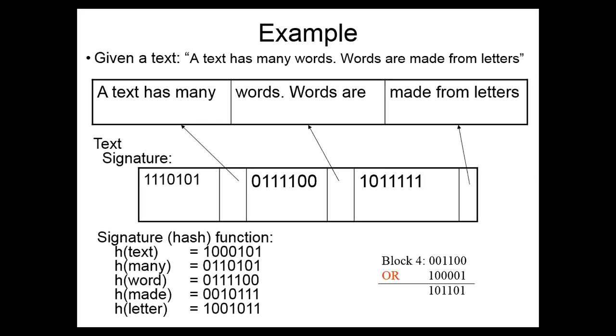a word signature based on which to create a block signature. Then at the end of the day, those block signatures are used for representing the document signature. How do we first find the word signature?